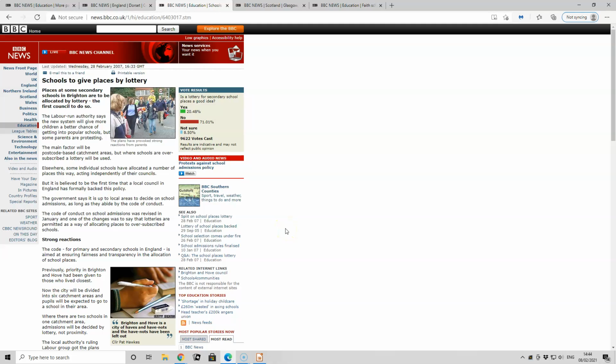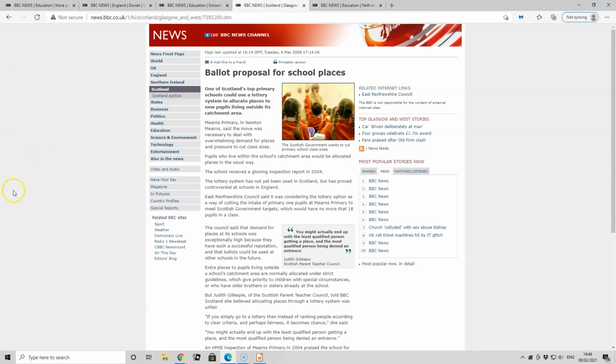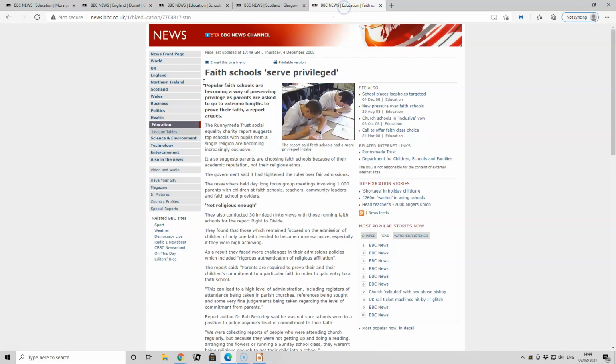The big problem with that was that what if you lived on the other side of town to the school that you won a place in the lottery? How on earth were you supposed to get your child there? So it didn't really work very well. Here's an example of a lottery system used in Scotland to allocate places to new pupils living outside the catchment area.